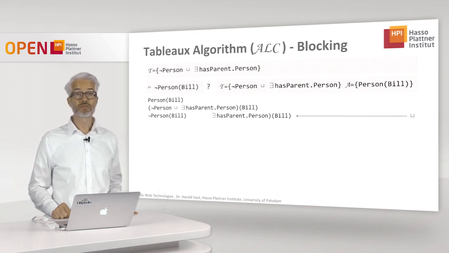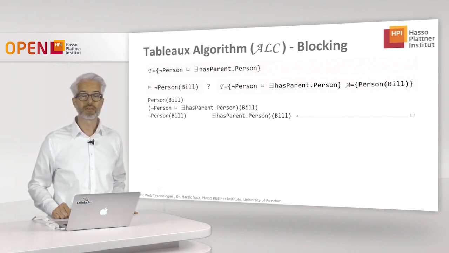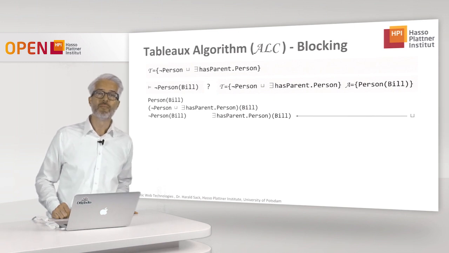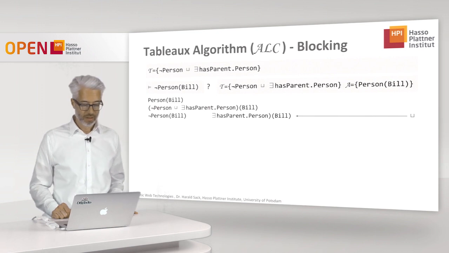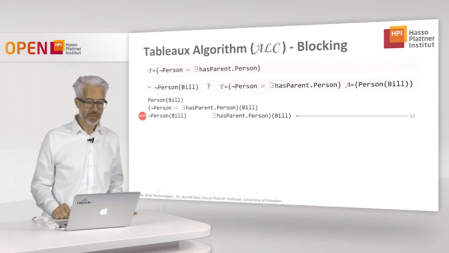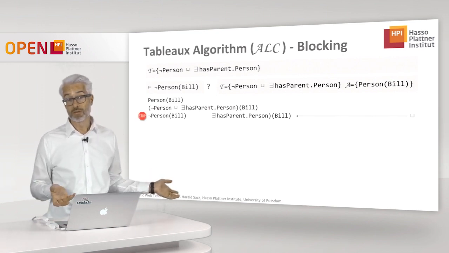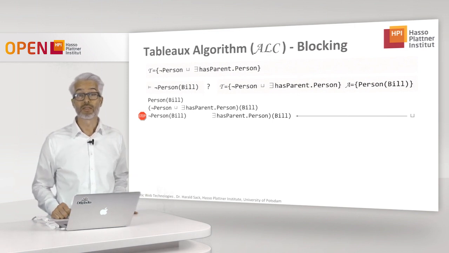So I can deduce from that that Bill is not a person, and of course Bill must have a parent which is a person. So with Bill is a person and Bill is not a person, this branch is closed. So let's have a look at the existential quantification.